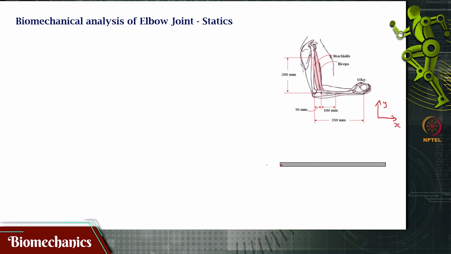So, that means that it will have reactions along the x direction and along the y direction. Okay. At a distance of 50 mm, this force is acting. What is the value of this force? I do not know that, that is what I need to find.